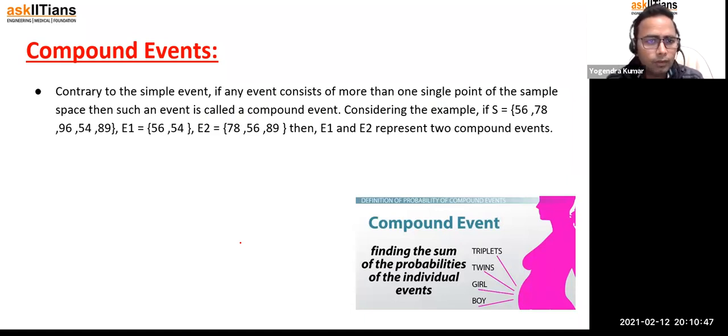Example: if S is this one, this is the sample space, and we are choosing an event which is having 56 and 54 out of this sample space. That is our compound event, because it has more than one sample point. E1 and E2 represent two compound events.